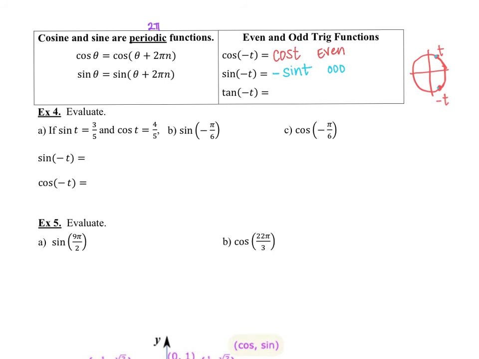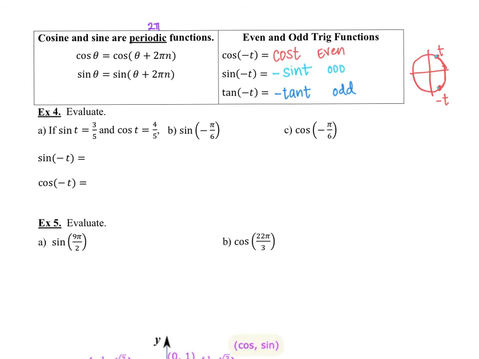Now for tangent, because tangent is the y over the x or the sine over the cosine, it's going to result in a negative as well, which makes tangent also an odd function. These little tricks can sometimes help you evaluate functions by doing less work, but there's always other ways to do it if that's not your favorite.